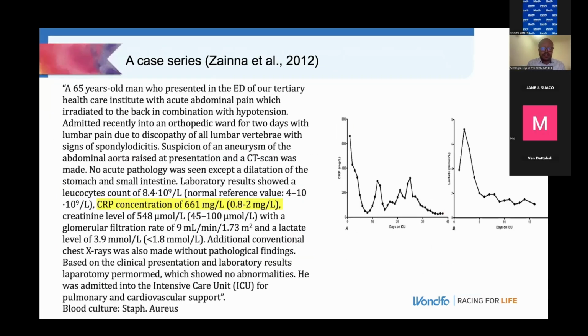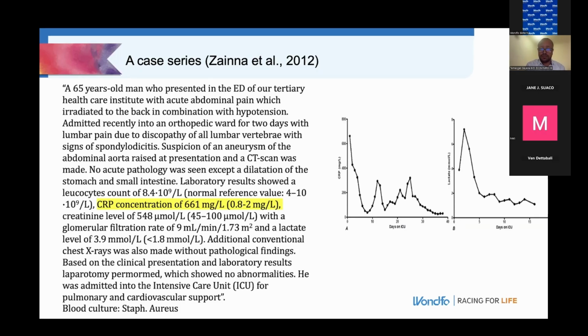So let me bring you this case. This was a 65-year-old man, near to geriatric age, presented to the emergency department of one of the tertiary care hospitals with acute abdominal pain with back radiation and hypotension. The patient was hemodynamically unstable, just to make it brief, with a recent admission to the orthopedics ward for 2 days with lumbar pain, discopathy of the lumbar vertebrae, and suspicion of aneurysm of the abdominal aorta raised at presentation, and CT was done.